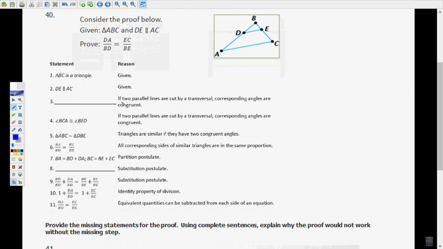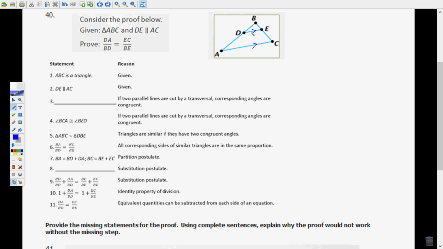We have a nice long proof here. And step number 8 might be a little bit confusing, but we will try to work our way through it. It says here, consider the proof below. Given that you have triangle ABC, the larger triangle here, and that you know that DE is parallel to AC, we are to prove that the ratio DA to BD is equal to EC to BE.